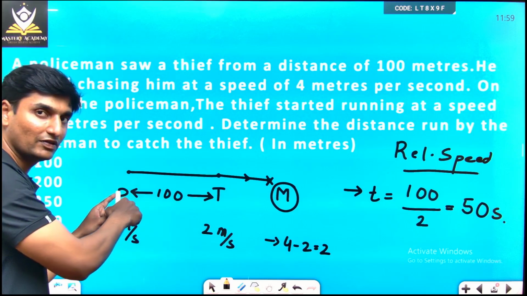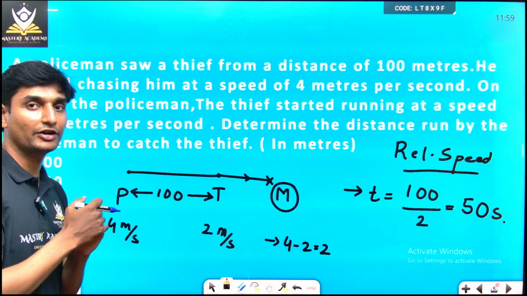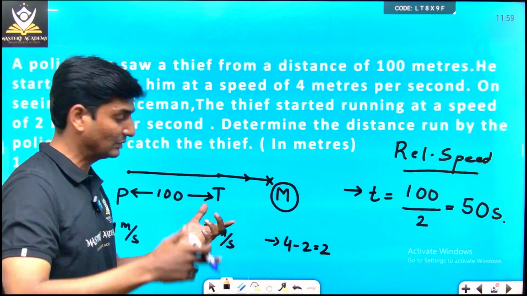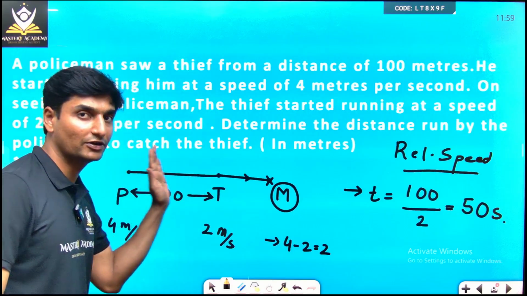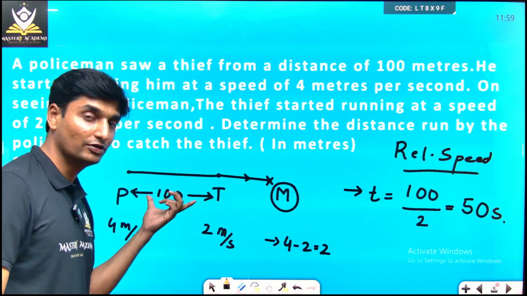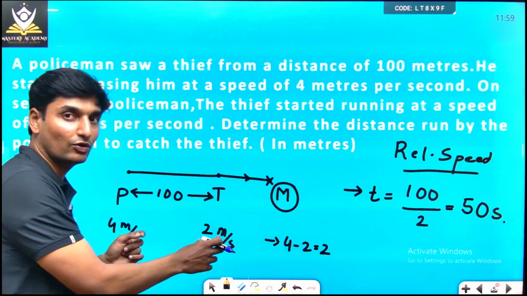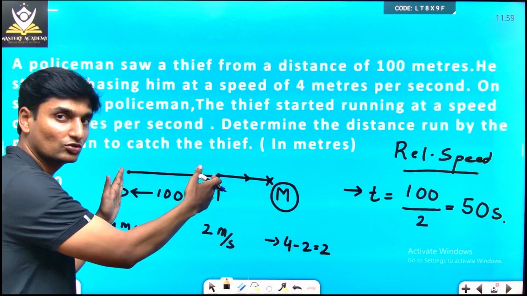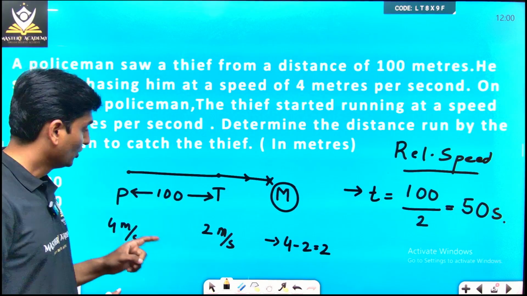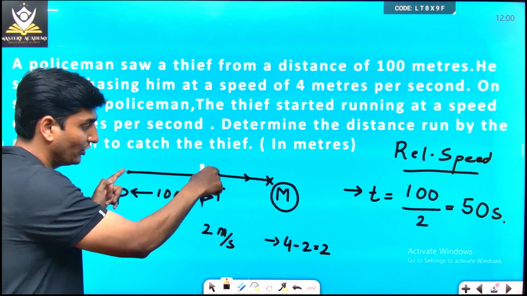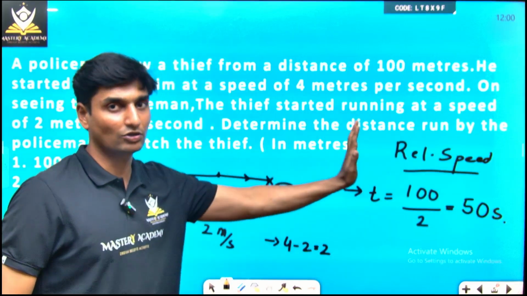The policeman, at relative speed, in order to cover a distance of 100 meters, only has to overcome that 100 meters. Remember, the policeman is actually covering a different distance. He is covering 100 meters and some distance more. But in order to overcome the speed of the thief, he only needs to cover 100 meters. So that is what we have calculated, 50 seconds. By the time the policeman reaches point T, the thief is also running in the opposite direction.